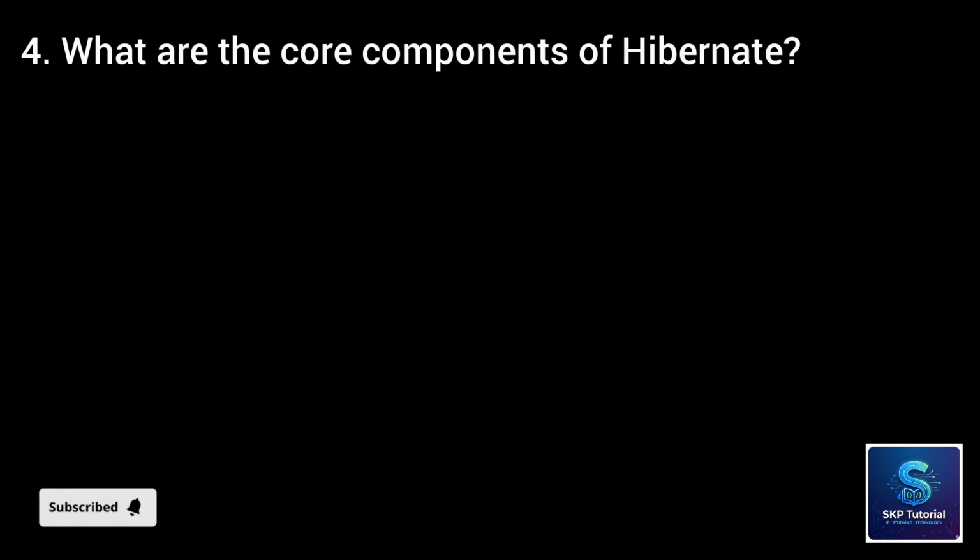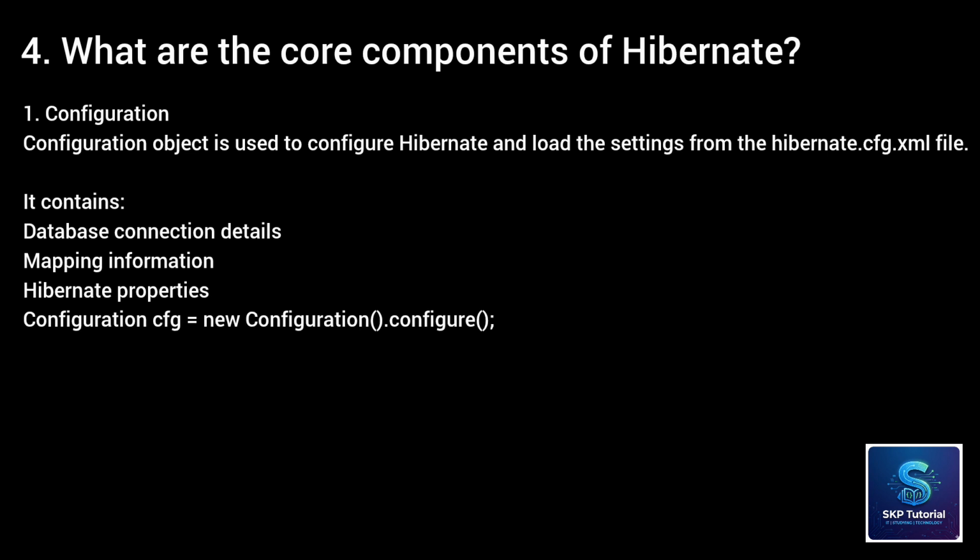Question 4. What are the core components of Hibernate? The main components of Hibernate ORM help manage the connection between a Java application and the database. First, configuration. The configuration object is used to configure Hibernate and load the settings from the hibernate.cfg.xml file. It contains database connection details, mapping information, and Hibernate properties.